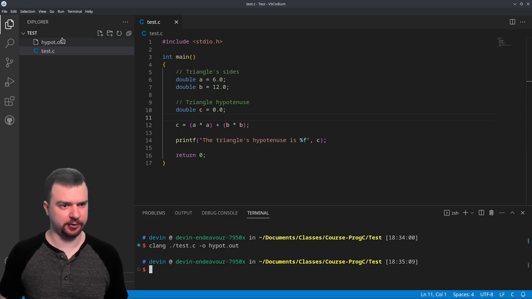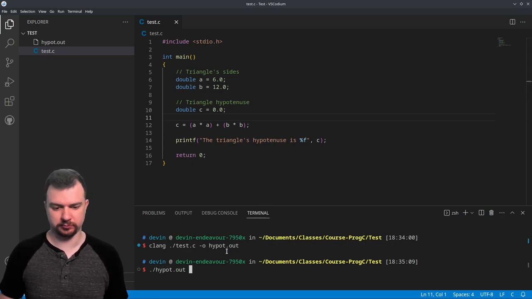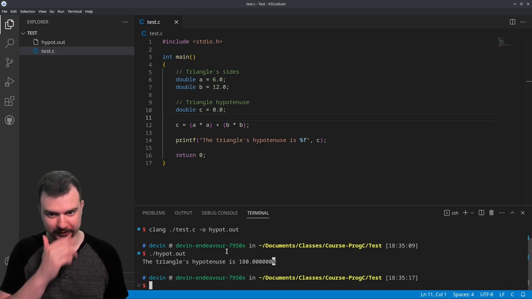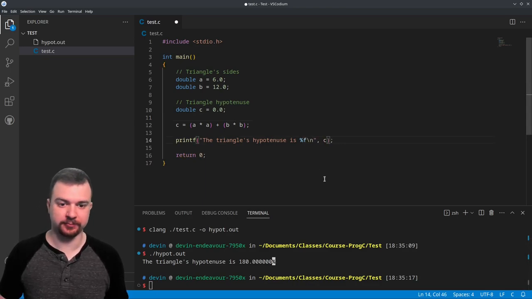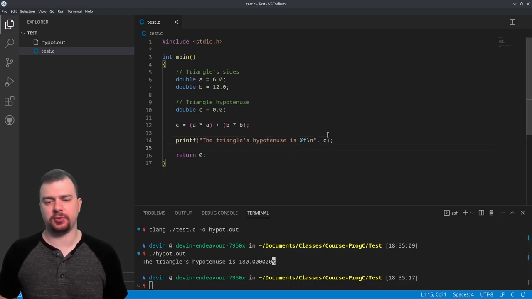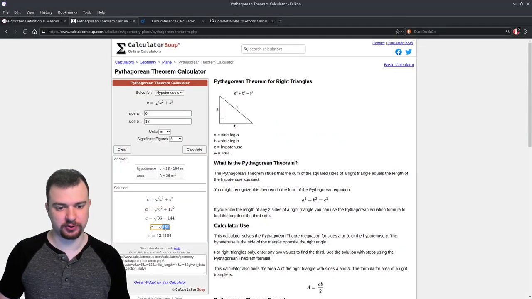I do this up here, I get hypot.out. You notice I get 180. I'm going to add a new line carriage return up here, just to not have this run on the same line. And 180, if you remember, is what I need to get the square root of. So now I figure out how to do a square root.